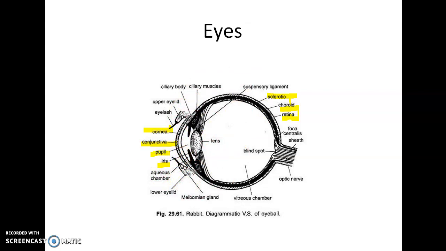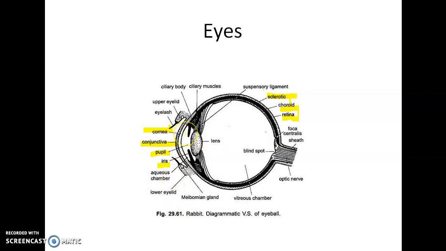For the passage of light, the inner surface of the choroid is black in color. You can see this because it is lined by a layer of cells that contain black pigment. This black layer absorbs the light rays, preventing their reflection.